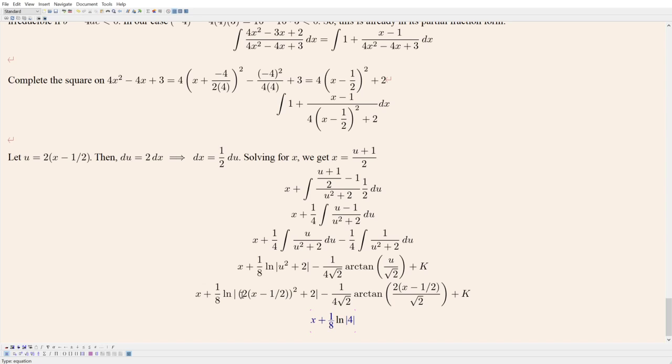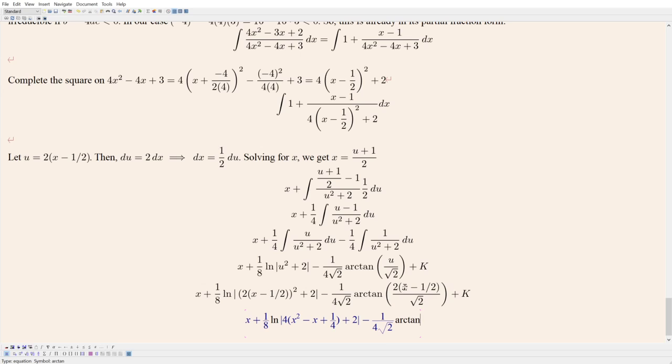So they would probably want you to square this 4, and they would probably want you to FOIL out this x minus 1/2, so that we would get x squared minus x plus 1/4 plus 2. Usually he doesn't want you to rationalize the denominator, so at least there's that.